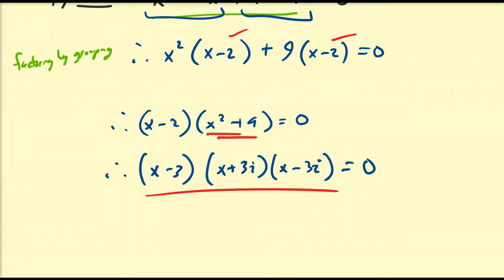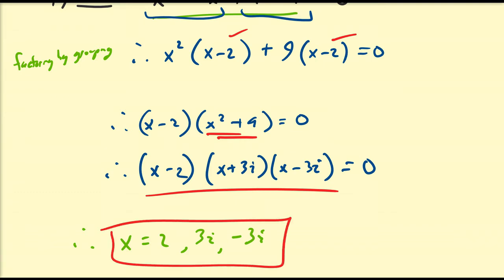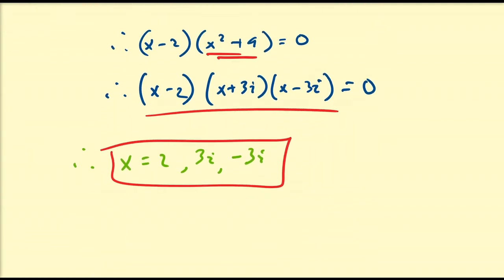So this equation is extremely easy to solve, therefore we can finish and say that x is equal to 2, 3i, and minus 3i. So these are my solutions, all complex solutions, of my original cubic equation.